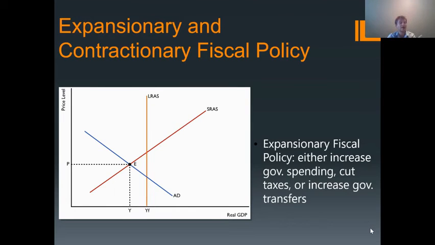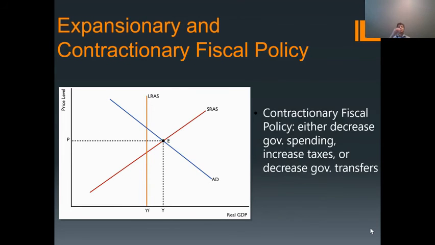So here we have a graph of an economy in a recession. You can see that is true because we have a higher than normal level of unemployment, as evidenced by our lower than potential level real GDP. So what occurs is you increase government spending, or you cut taxes, or increase government transfers, and that shifts aggregate demand to the right, correcting that gap.